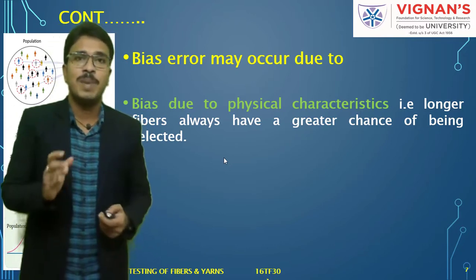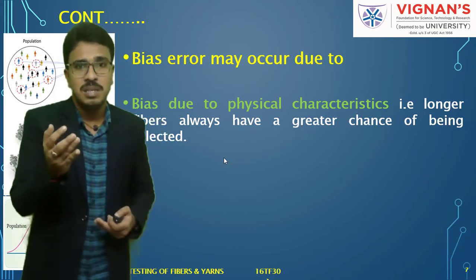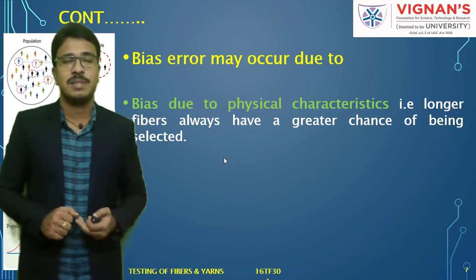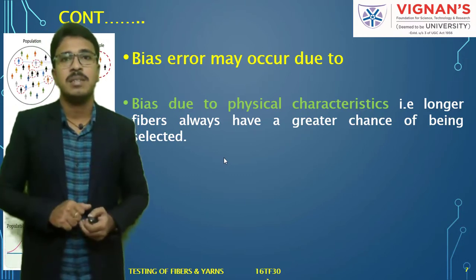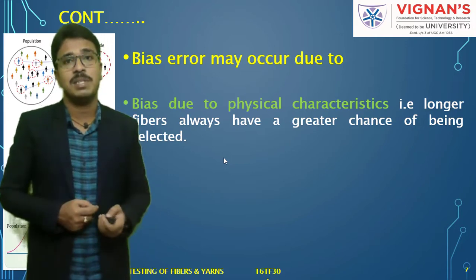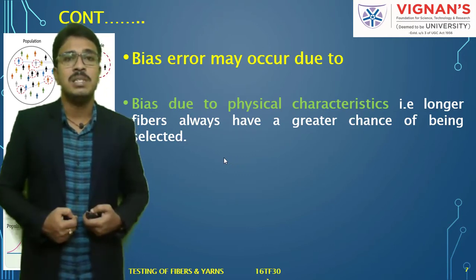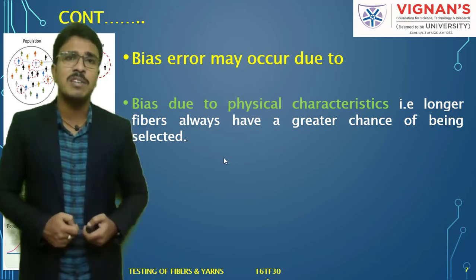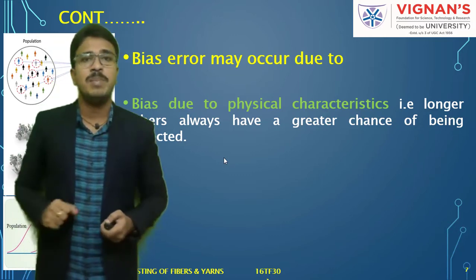If you look at this biased error, it may come in different ways. The first one is bias due to physical characteristics in the fiber. What do we mean by physical characteristics? Suppose, for example, you consider the length of fibers: longer fibers always have a greater chance of being selected from the bale.